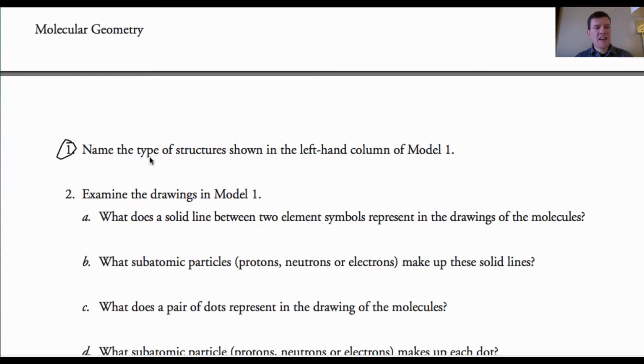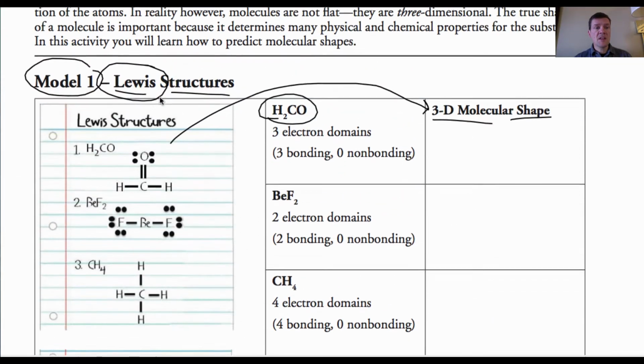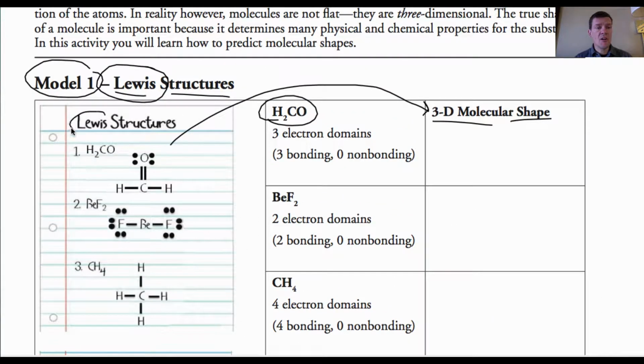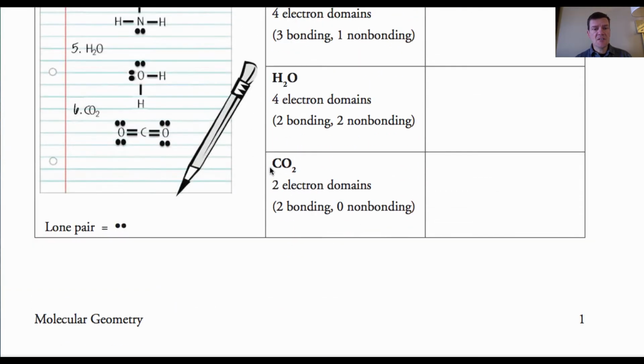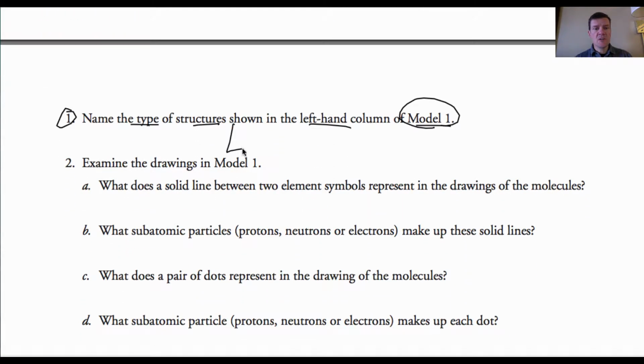Question number 1 says, name the type of structures shown in the left-hand column of Model 1. So we're going back up to Model 1, and we're looking at the left-hand column. Left-hand column, these structures are called Lewis structures. Okay, again, named after the gentleman who designed these and started to work with these. So these are called Lewis structures. You're going to hear this a lot, so just become comfortable with the name Lewis structures.